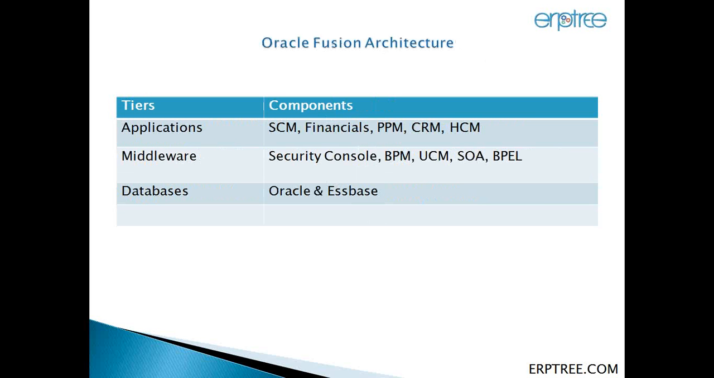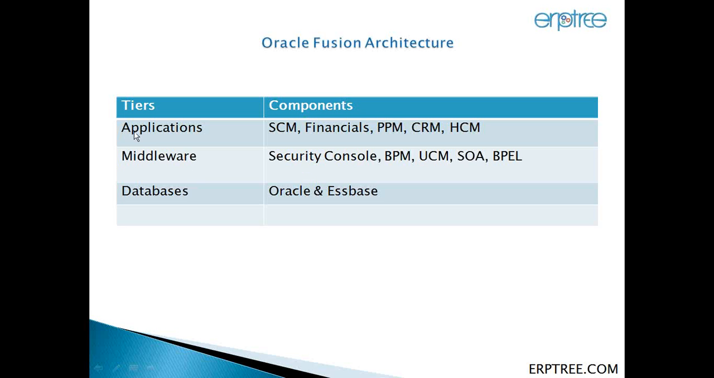And another very important point is Fusion architecture, how the architecture is in the Fusion application. Basically we have a three-tier architecture here. When you talk about EBS, we have applications and a database. The applications are tightly connected with the database. Based on the operations you perform, the data directly goes and is stored in the database. But when you talk about Fusion applications, between the applications and database we have another tier called middleware.